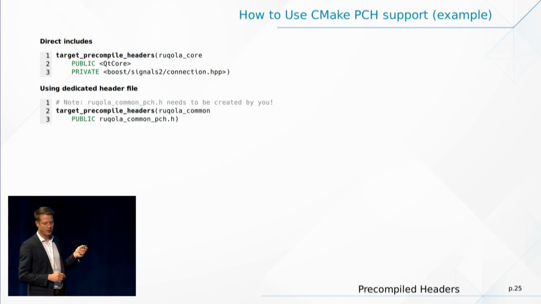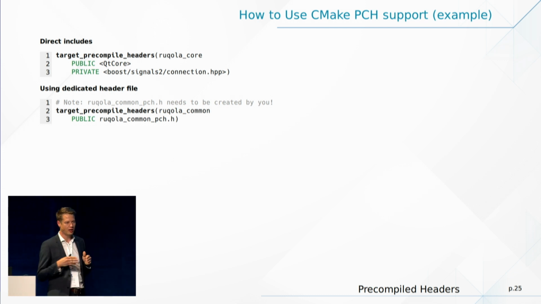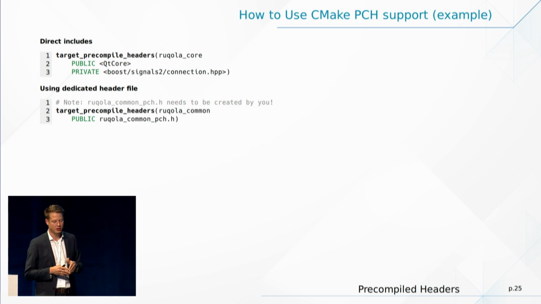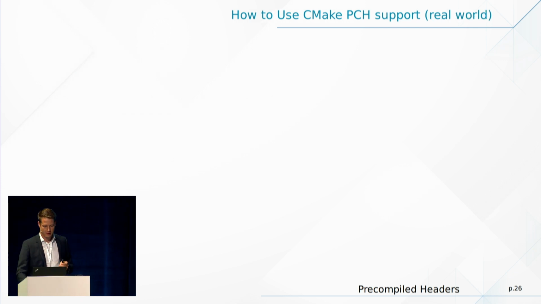Rucola common, for that, or that's an alternative way. If you want to handcraft your precompiled header, you would do it like this: rucola_common_PCH.h. That one you would handcraft and write includes there.